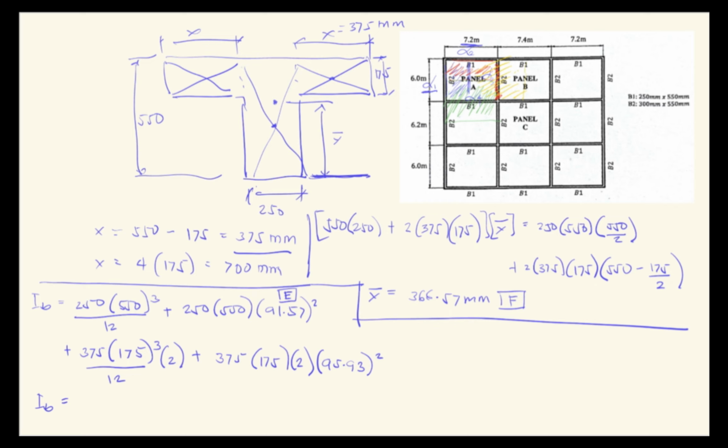So the moment of inertia of the whole cross section is 61,889,838 mm to the fourth power. Say we store this in C. And we store 95.93, by the way, in D.